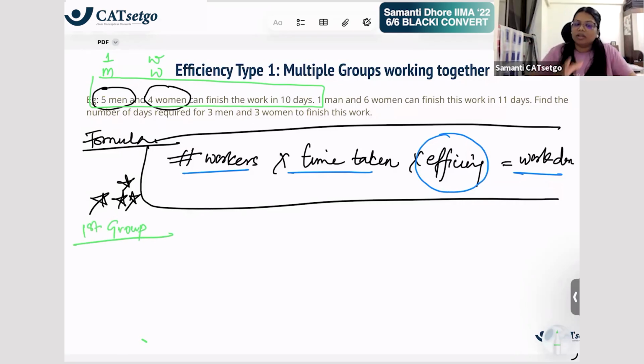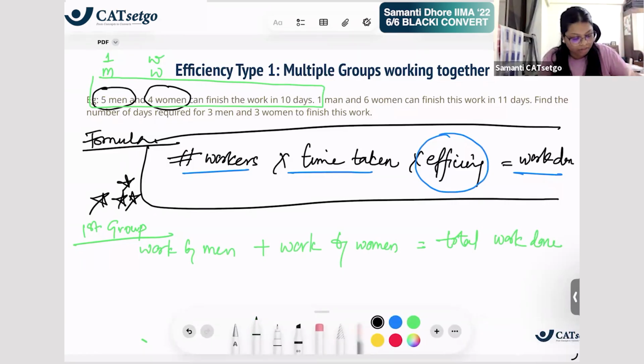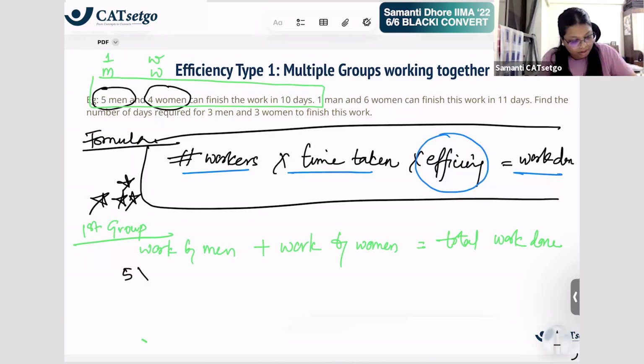So in the first group, how much work was done? There was some work done by men and work done by women. That together made the total work done, right? Work by men plus work by women equals the total work that was done by this group. Correct? What is the work done by men? The work done by men is the number of men into time taken, right? Into their efficiency, which we are assuming is M, let's say, right?